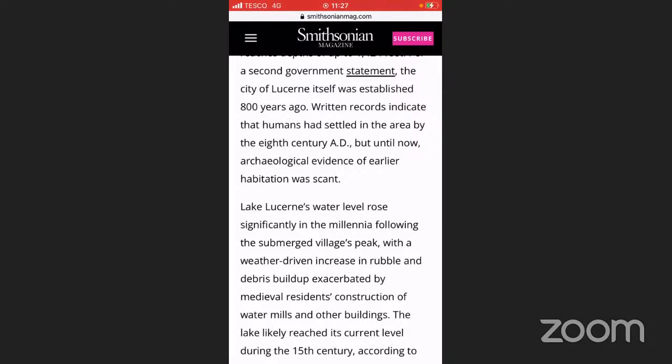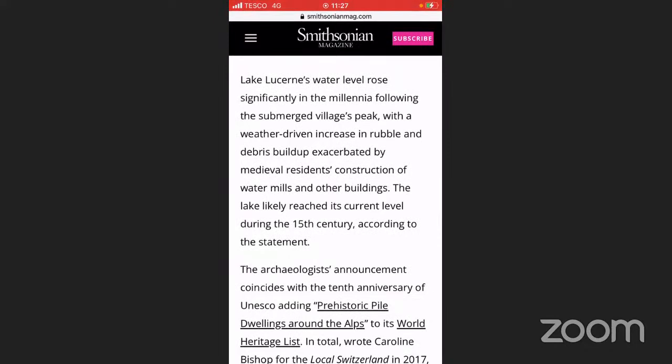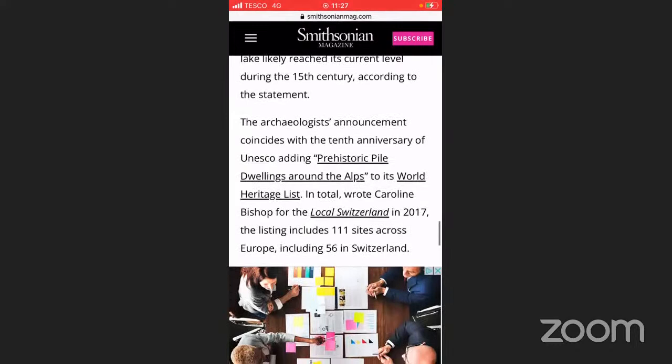So 1,300 years ago. But hang on, that means it's over 1,000 anyway. Lake Lucerne's water level rose significantly in the next 1,000 years following the submerged village peak, with a weather-driven increase in rubble and debris buildup accelerated by medieval residents' construction of water mills and other buildings. The lake likely reached its current level during the 1400s, according to the statement. Ooh! So the water level still isn't rising. All right, okay, right. That's my naivety.